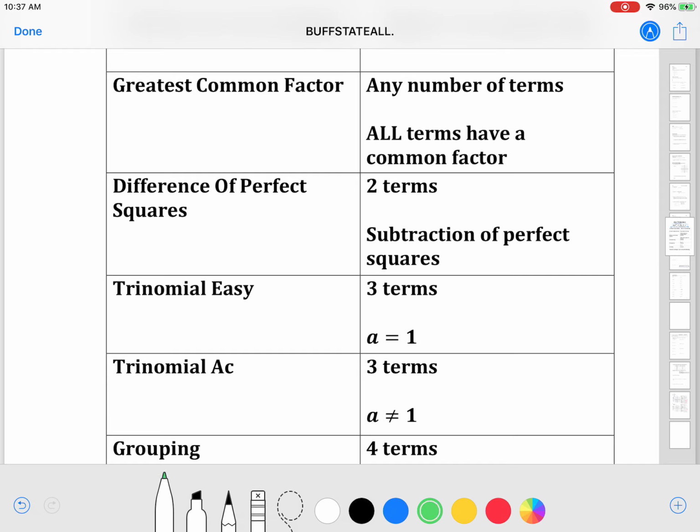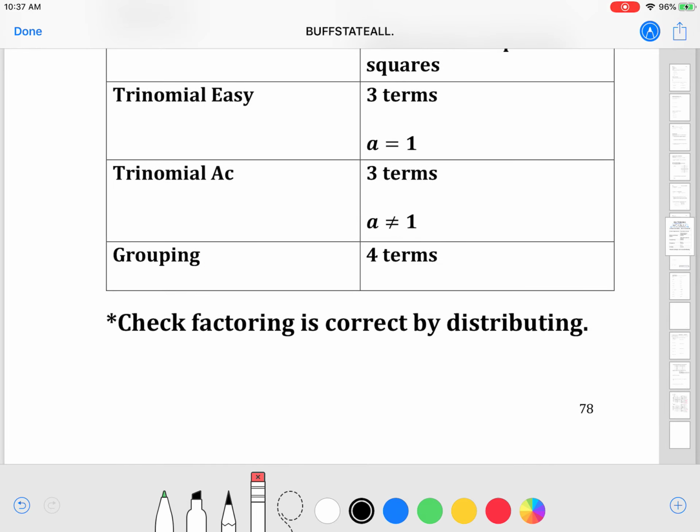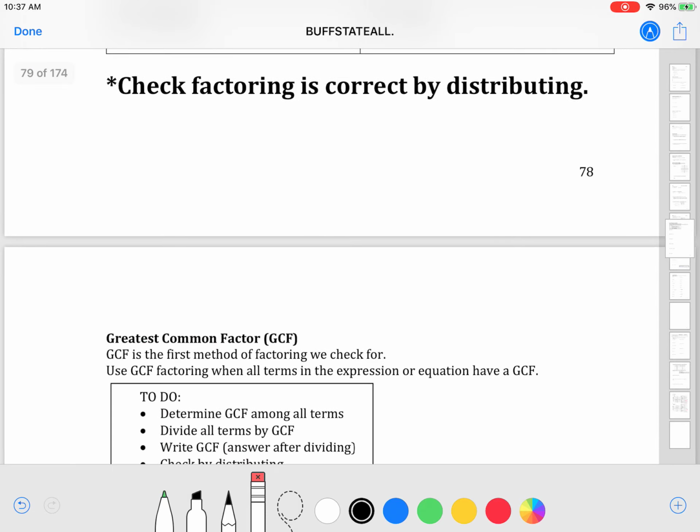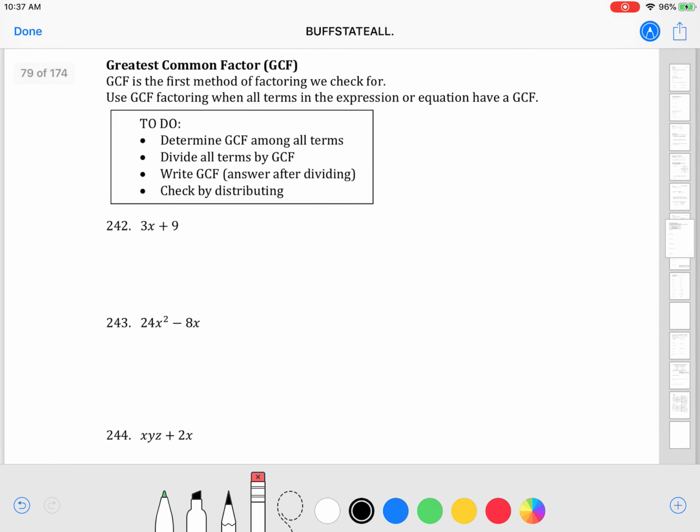So I know you don't know what the grouping method is right now, but notice you'll have to do grouping when you have 4 terms. So that's really just the idea of this table, is to kind of help you out. It's like condensing all the information we're about to learn. All right, here we go. Next page.